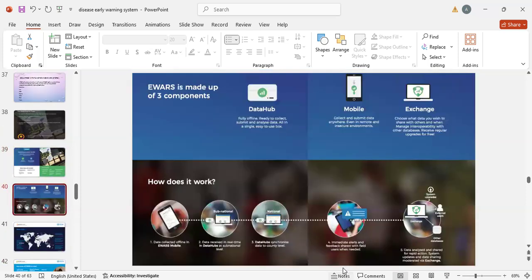EWARN is made up of three components: data hub, mobile, and exchange. How does it work? It works by data collected offline in EWARN mobile, then data received in real time in the data hub at subnational level, third, the data hub synchronizes data to the country level, and fourth, immediate alert and feedback are shared with field users when needed, and then the final step is data analyzed and shared for rapid action, system updated, and data sharing moderated via exchange.